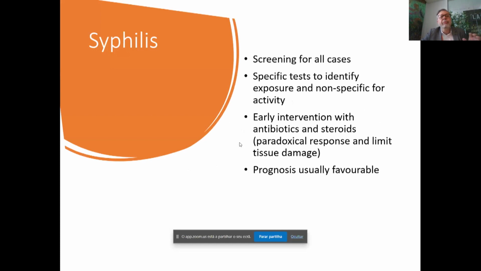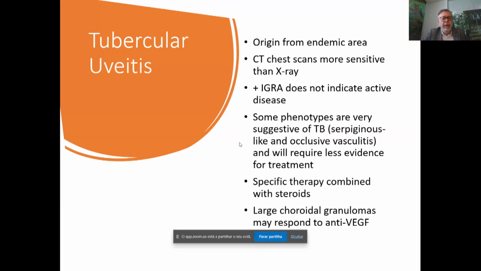Syphilis, even though not a very common cause of uveitis, the numbers of syphilis cases are of course increasing progressively, but syphilis can result in so many different phenotypes that it's impossible to ascertain that someone doesn't have syphilis until you test them. So use a specific test to identify the exposure, and the non-specific tests are helpful for disease activity. Remember that early intervention with antibiotics and steroids, which are used for two reasons, preventing a reactive response and limiting tissue damage, is important for a favorable prognosis in these cases.